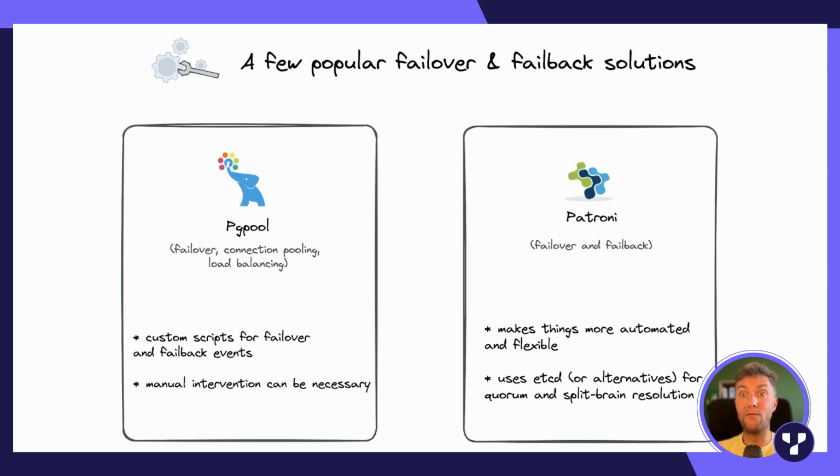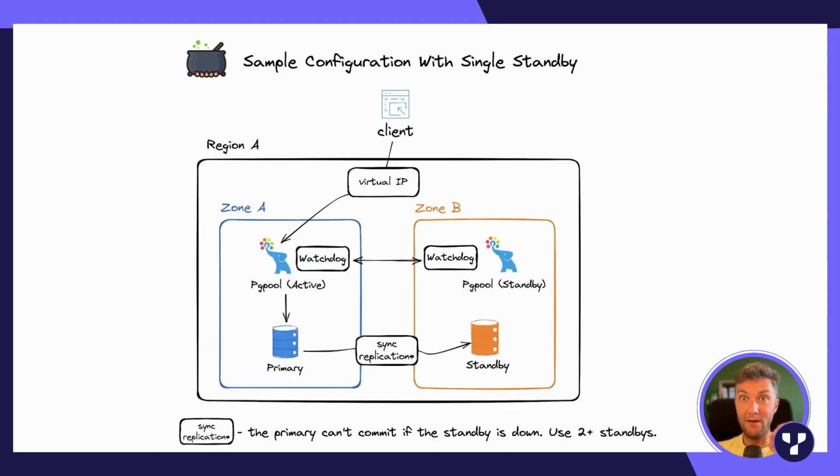When it comes to failover and failback, there are several different solutions. One of the widely used options is pgpool and Patroni. For instance, pgpool supports not only failover and failback, but also connection pooling and load balancing. Patroni makes things a little bit more automated and flexible, and it depends on etcd or alternate solutions for consensus protocol. Okay, so we are going to review both solutions, but we will start with pgpool. All right, now let's put all the pieces together, how a sample configuration can look like for this deployment option.